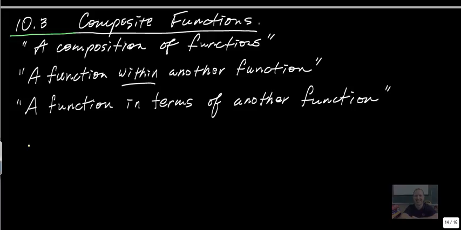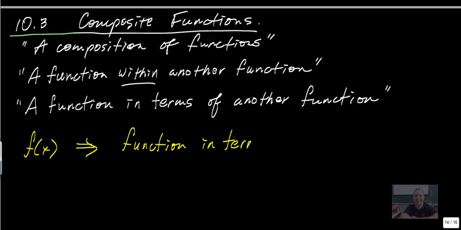So if we have a function f of x, what this means is that this is really a function in terms of x. So x is the variable, right? It is explicit in that f of x, which is also called y, equals some sort of mathematical description with only the variable x in it. It's explicitly described in terms of x.